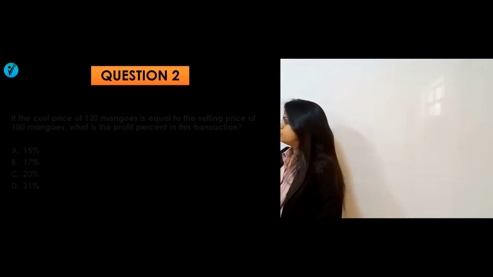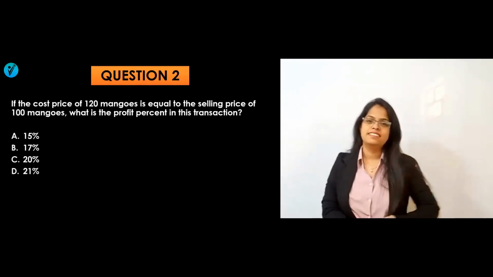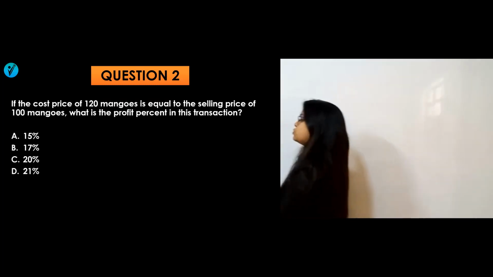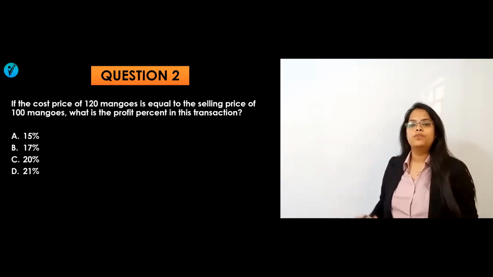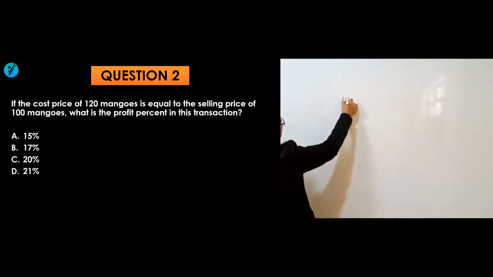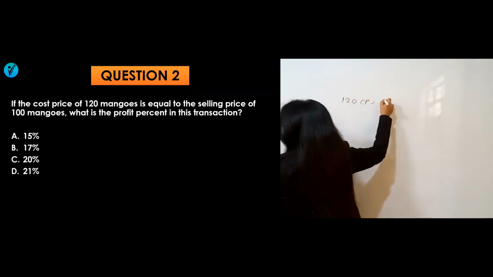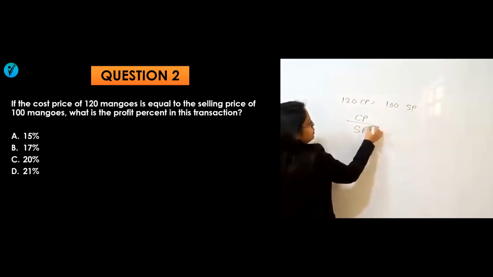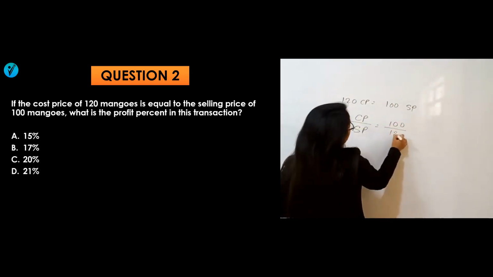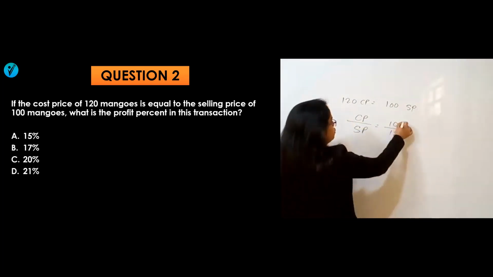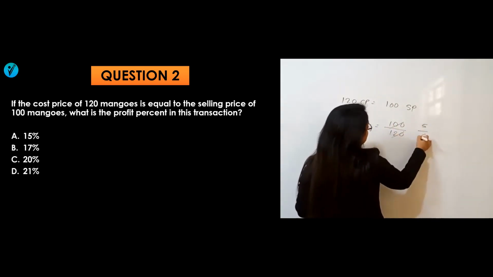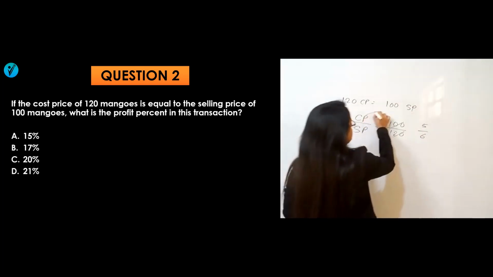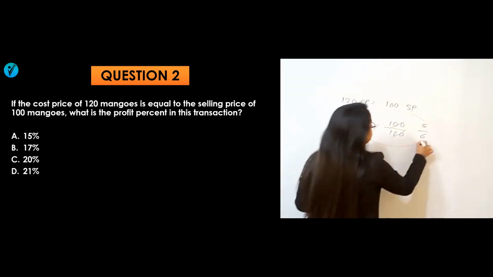So the second question is on the screen. What are they saying in the second question? Let's read it. If the cost price of 120 mangoes is equal to the selling price of 100 mangoes, what is the profit percentage? 120 of CP is equal to 100 of SP. So if you find the ratio of CP by SP, it will become 100 by 120. So what will be this ratio? CP by SP ratio is 5 by 6, which means if your CP is 5 rupees, SP will be 6 rupees.